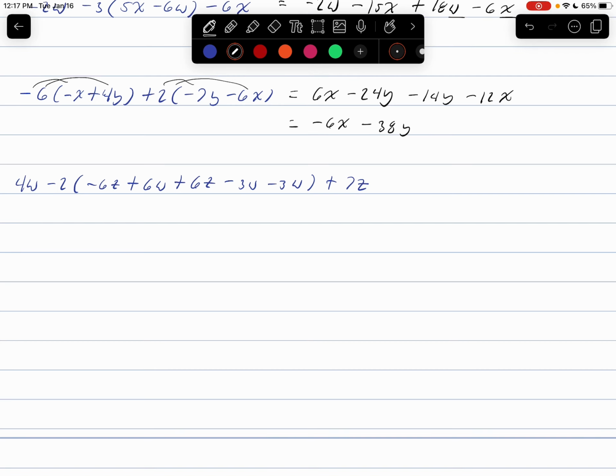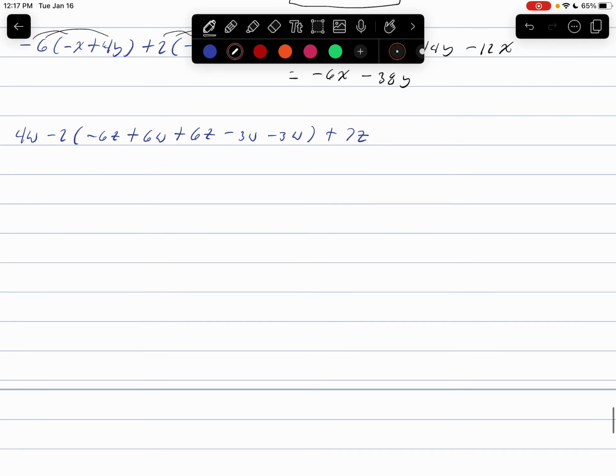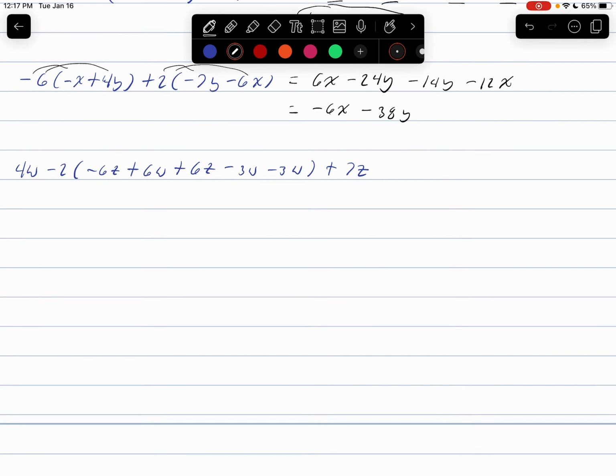Here we have 4w minus 2 times the whole expression, negative 6z plus 6w plus 6z minus 3w and then minus 3w again. And then we're going to add a 7z to that as well. So let's start by doing the parentheses here. Okay, so it looks like we're going to be able to do some simplification. So let's see if we can start there. It's going to save us some time if we do this.